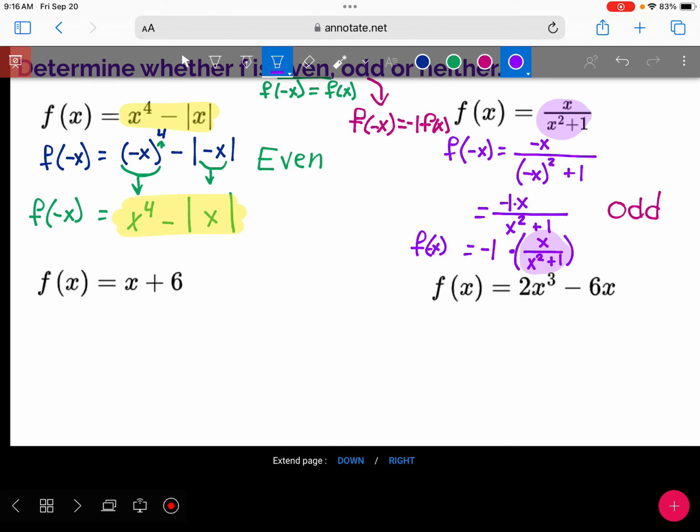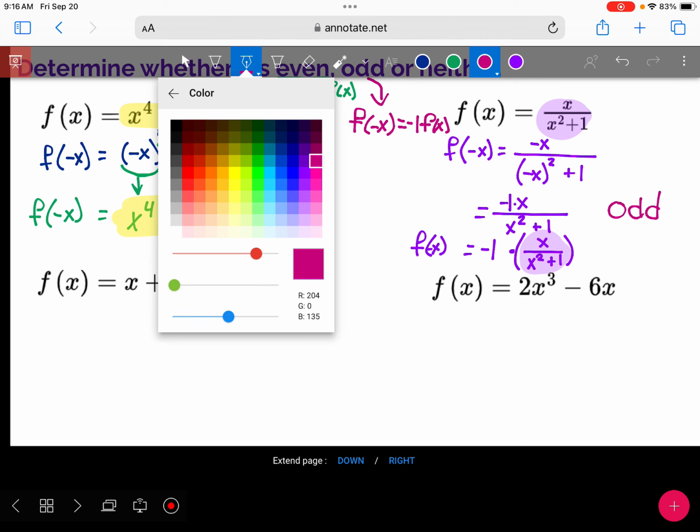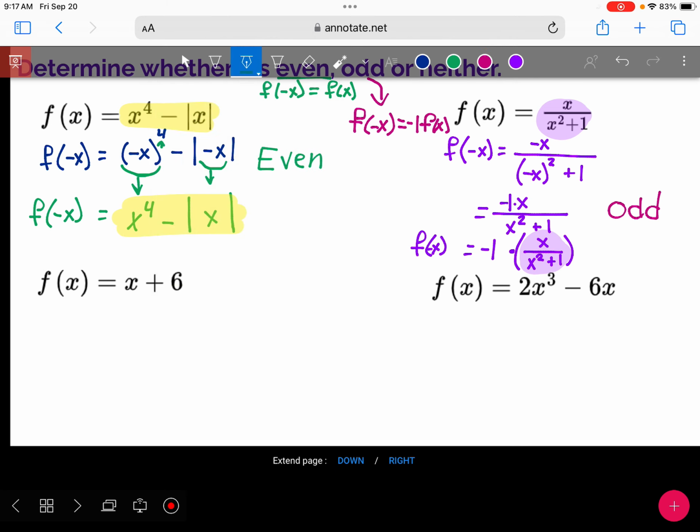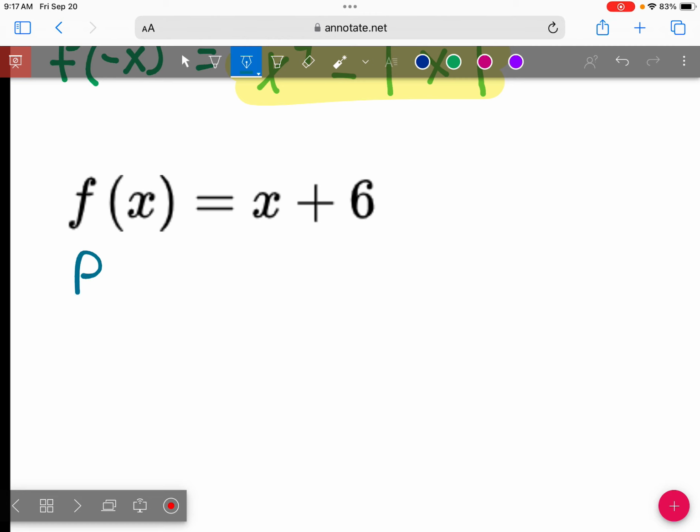We're going to try this a couple more times because I know it's awkward. It feels weird. So let's do this bottom left one. We're going to do our f of minus x, and we're going to substitute it in. So we're going to have our minus x plus 6, right? Substituting it in.